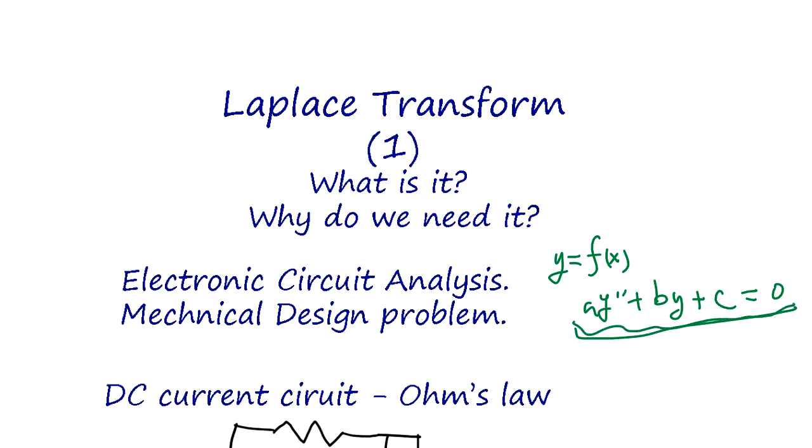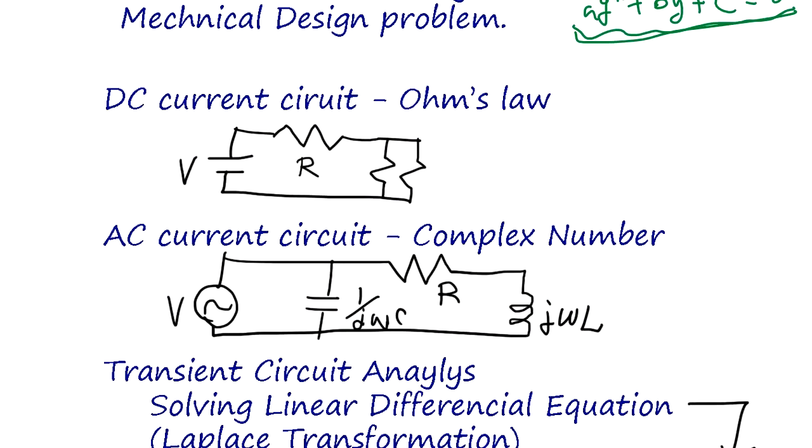Those linear equations, there's no universal way to solve it, but now we have a good way to solve those. To give you an example, DC current circuit is Ohm's law, very straightforward. The AC circuit, what we do is we convert each element into a complex number and use it as impedance.